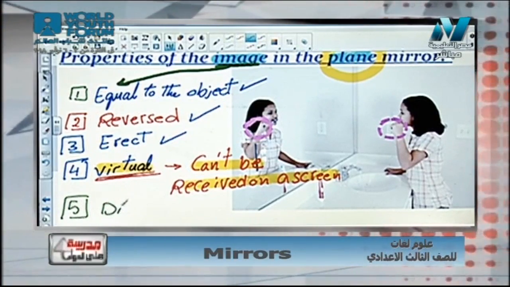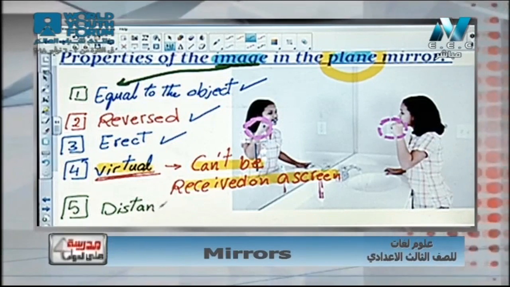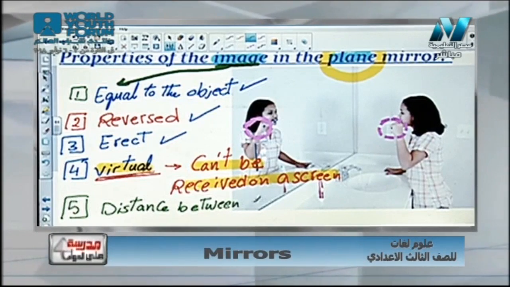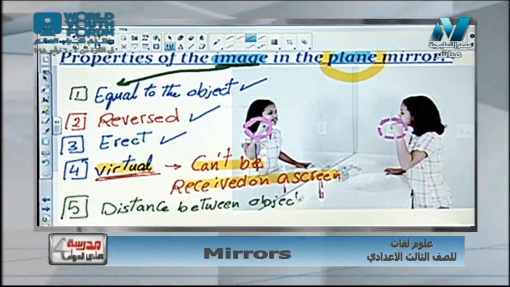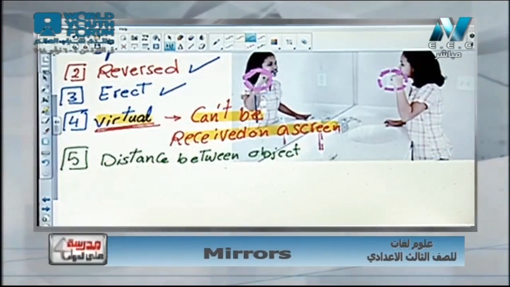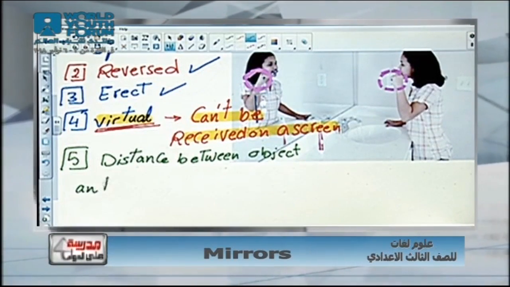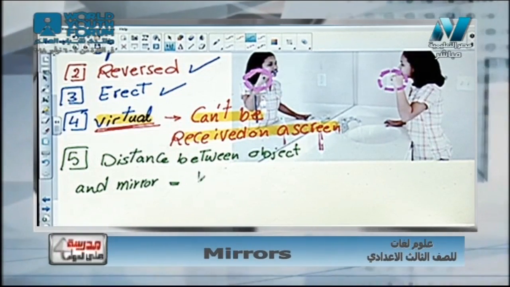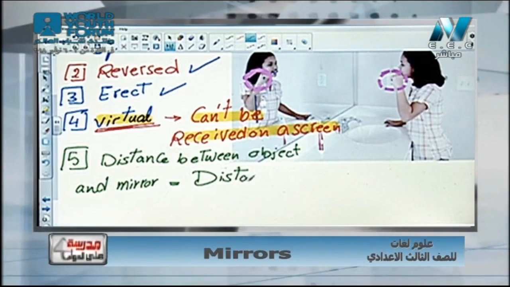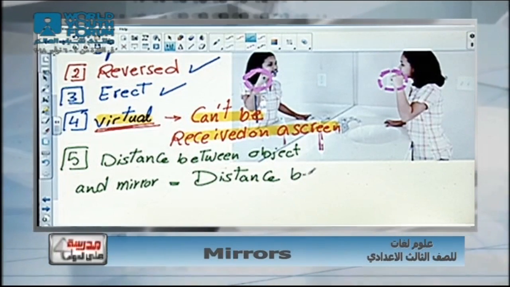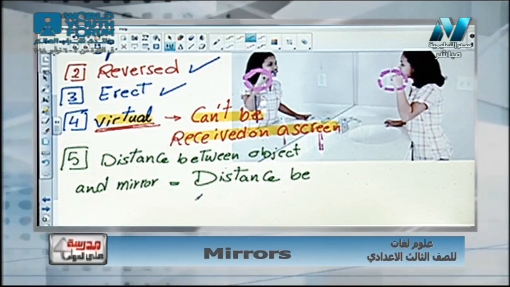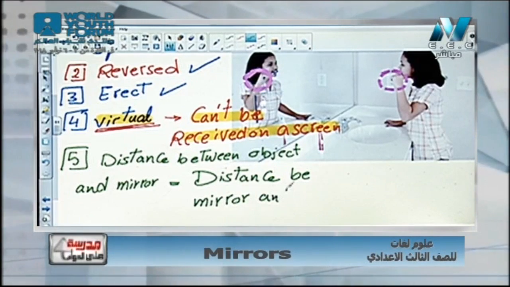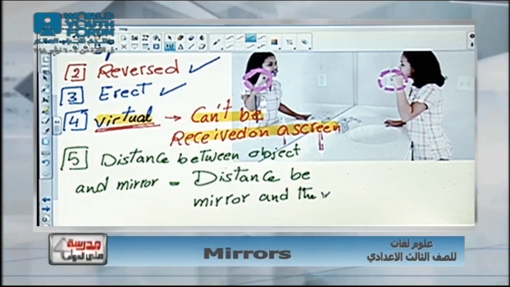Okay. Number five, the distance between object and mirror equals the distance between mirror and the image.